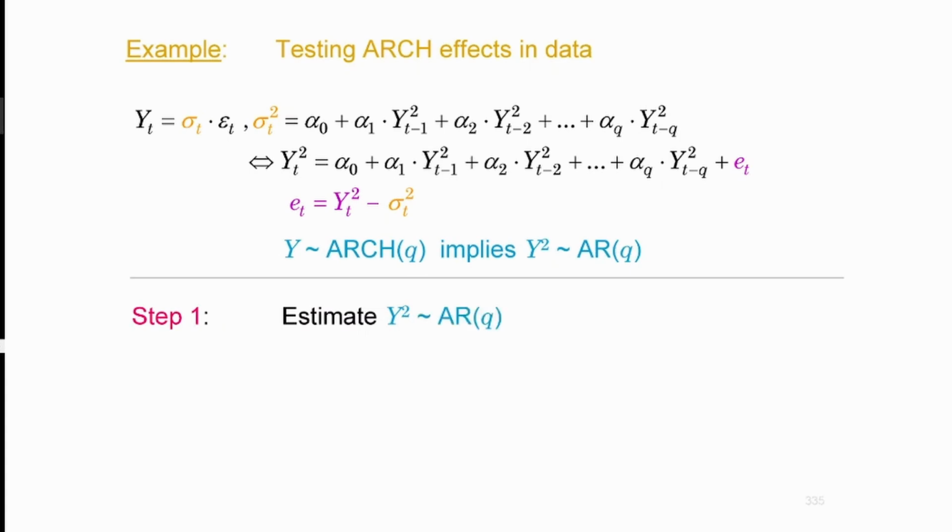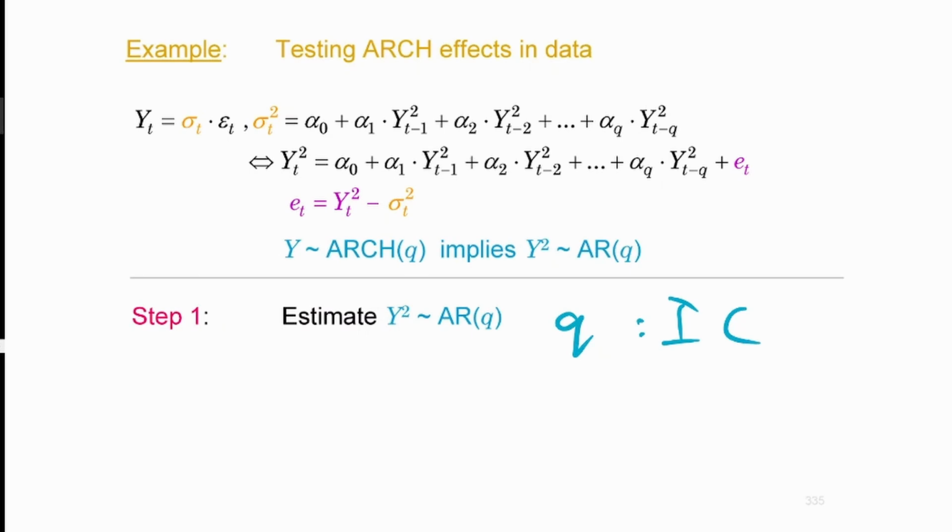So again, estimate an AR process for the squares. You can select Q with information criteria, so you can use that one to decide how large the model should be. This is also a hint for this assignment, by the way, that you are working on, and the following one as well.